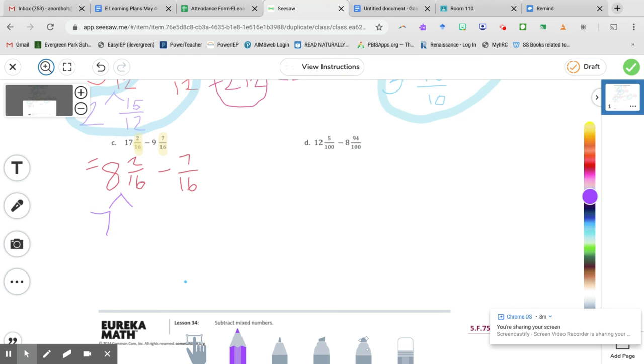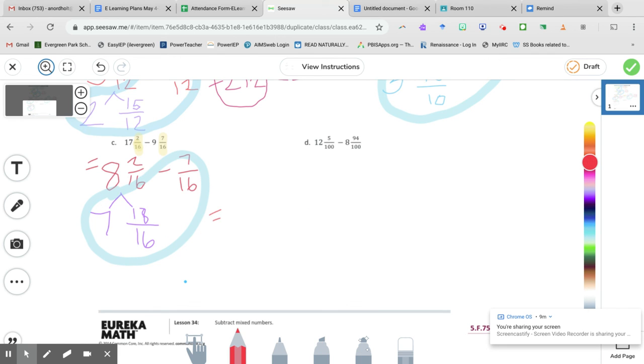Take 1 away, I'm left with 7. And then to make that 1 hold, I need to change it into a fraction. I'm with 16ths, so I know 16/16 makes a whole. Plus that 2 more 16ths I already have, and I get 18/16. So now in my blue color here, circling my problem.